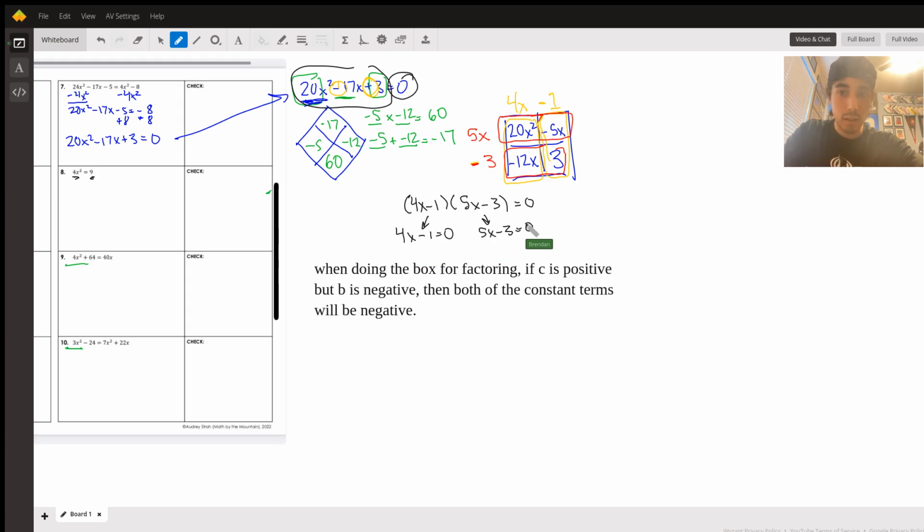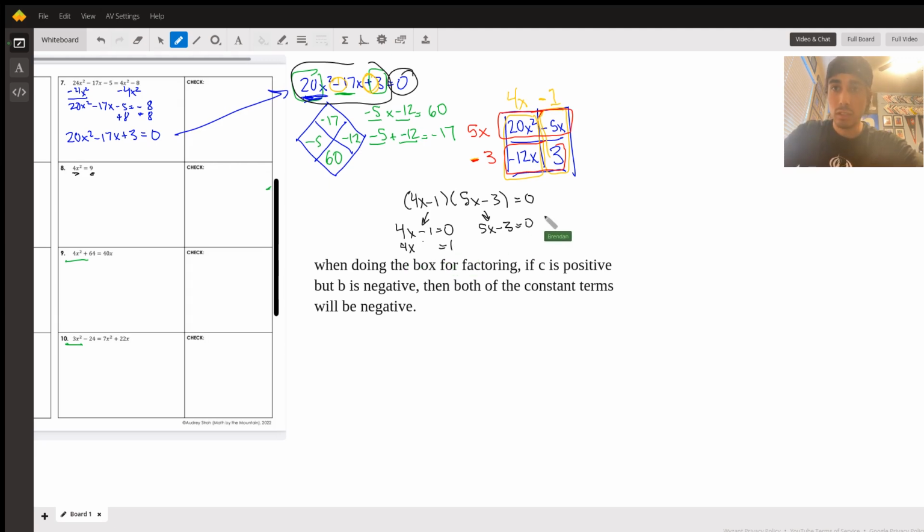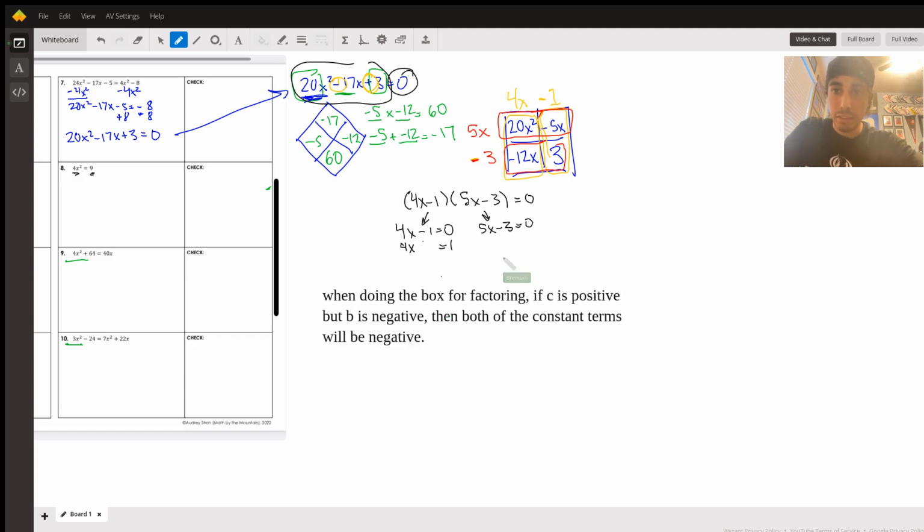All right, so this time we're going to add 1 to both sides. So add 1 is 4x equals 1. And then we are going to divide by 4. Bring this down just a little bit more, and divide by 4, so you get x equals 1/4 as one of our answers.